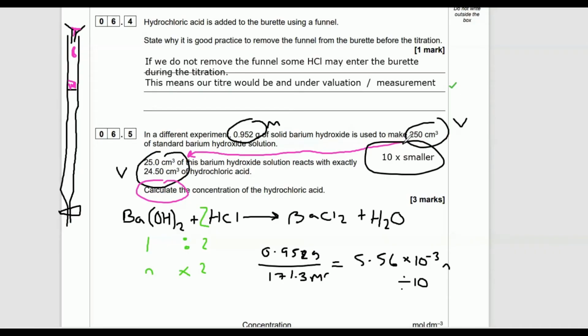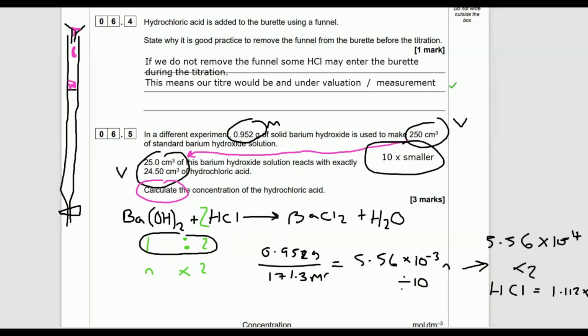Sometimes you've got to times it by 10. In this particular question, we have to divide by 10 because we're taking a tenth of those moles in the 0.952 grams. So we're going to divide by 10. Then that's our moles of barium hydroxide. And that gives us 5.56 times 10 to the minus 4 moles of barium hydroxide.